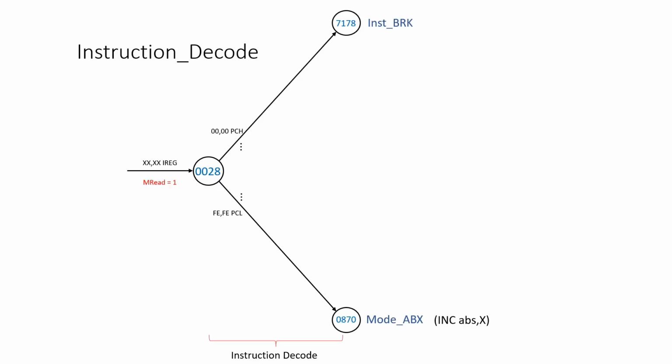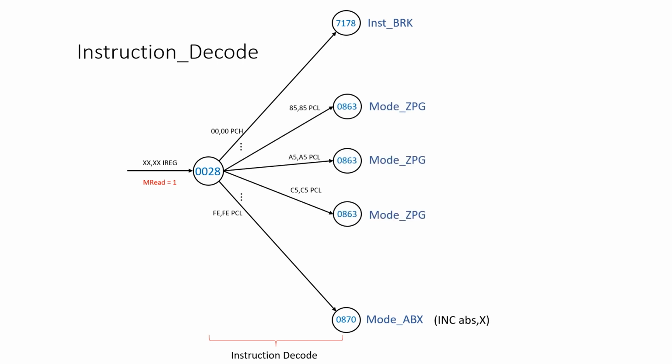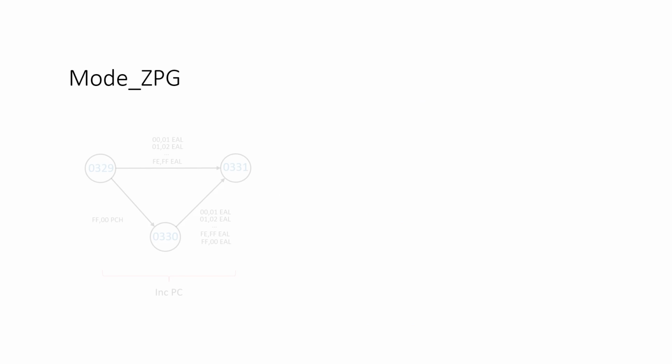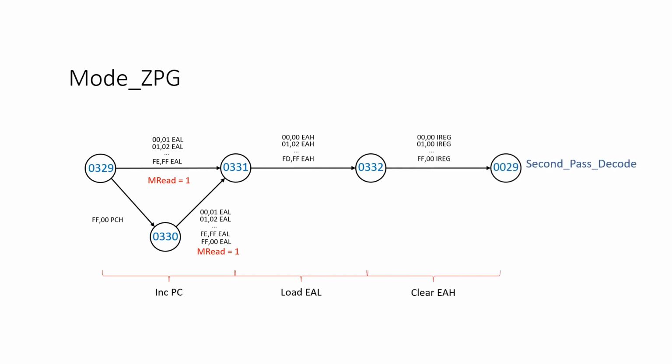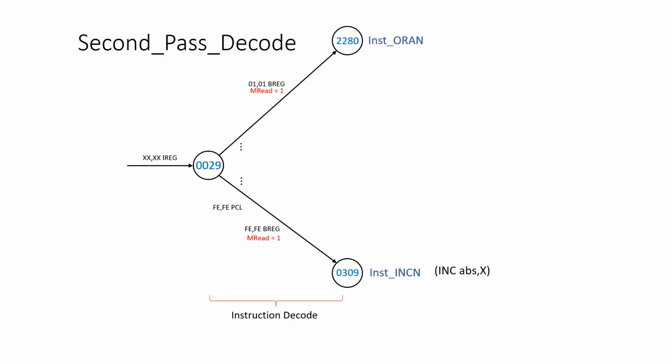At state 28, we add in these extra arcs for these three instructions. Well, in fact, state 28 should have an arc for every instruction opcode. But each of the three we've just added directly called the mode 0 page state machine. It increments the program counter, then does a read, and the value read from main memory goes into EAL. Then we deliberately place a 0 into EAH. After that, we jump to the second pass decode state machine.